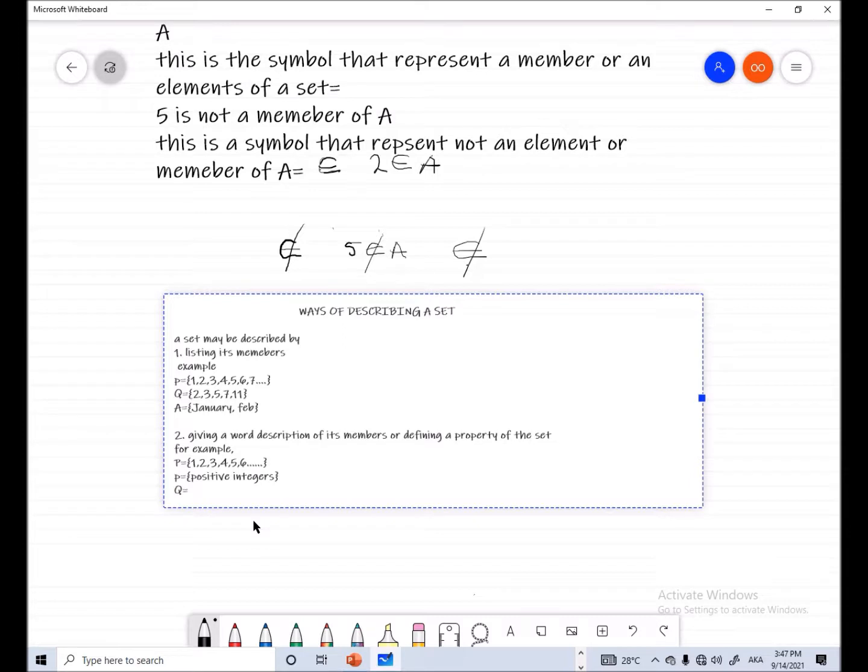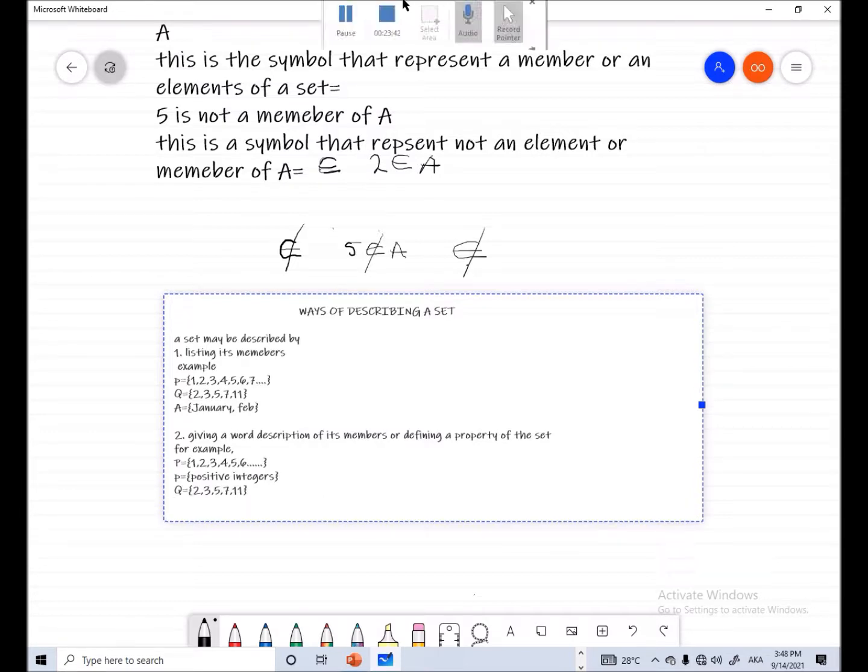Let's rewrite the Q here and then try to bring a description for Q. Okay, let's try to do it and let's see our results. So 2, 3, 5, 7, 11. Okay, so what comes to your mind? Just describe this set Q. Write the description down. I'm giving you 1 minute.